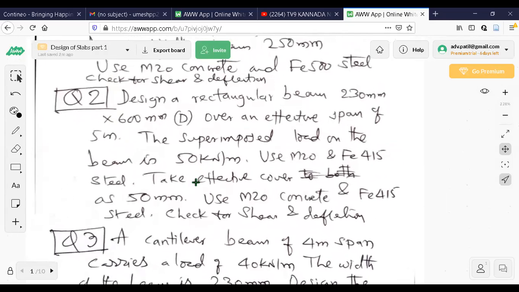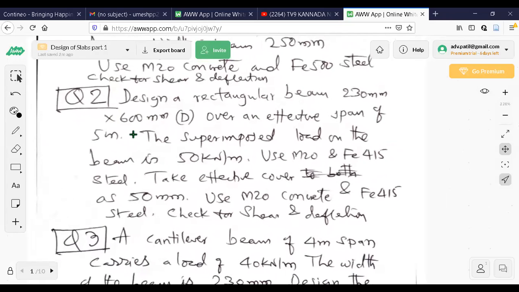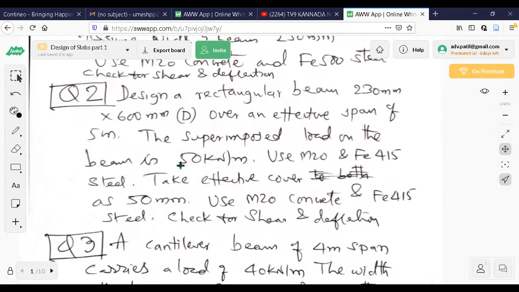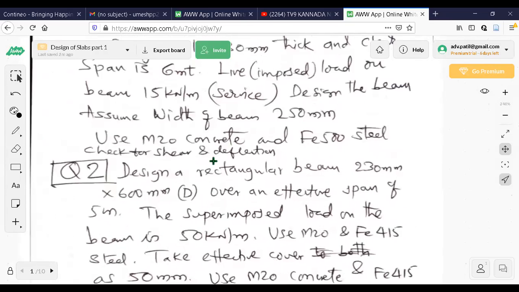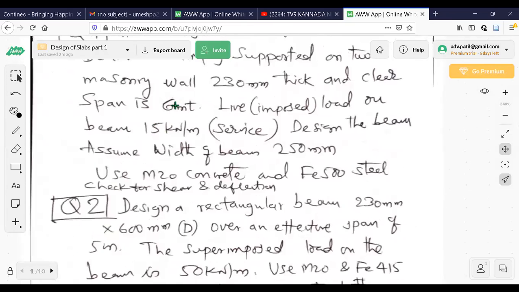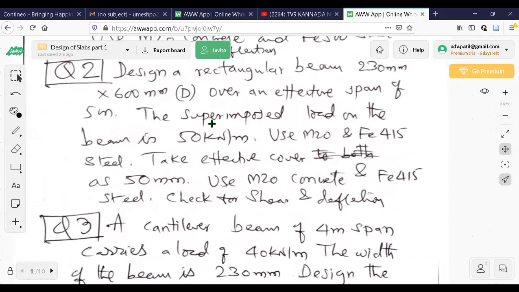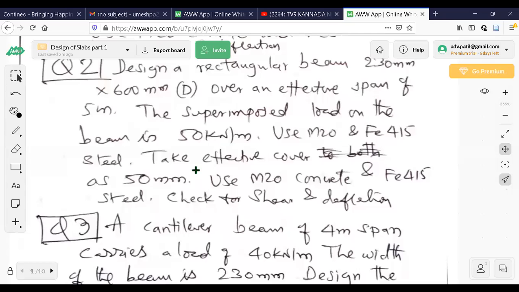So on your own, you should try. In the exam, whatever you try, design a rectangular beam of 230 by 600. You can note here dimension is given over an effective span of 5 meter. Superimposed load on the beam is 50 kN. Now you see this 50 kN. Here it is 1.5. Span is more, load is less. Here span is less, that is 5 meter. Load is more. So it is a likely candidate for doubly reinforced beam.